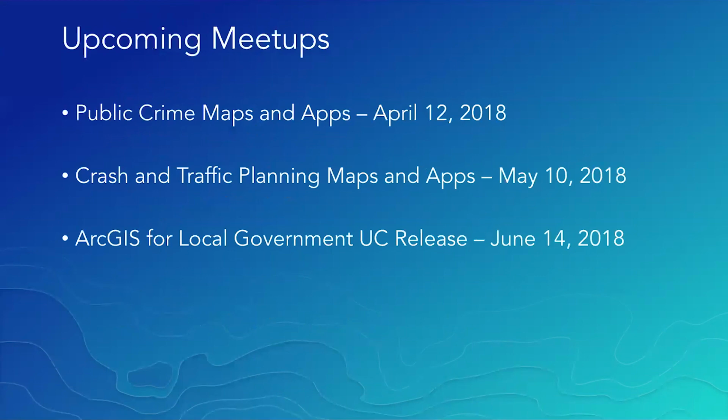Okay, and just to close, if there aren't any more questions, we can still take them after this slide. But I just wanted to talk about some of the upcoming meetups that we have. So we're going to talk about public crime maps and apps on April 12th. Heather, you're probably going to announce this as well, just to preview those. Crash and traffic planning maps and apps in May. And then for the user conference, we're going to have a kickoff to that about our UC release in June. And those are the upcoming meetups down the pipeline.